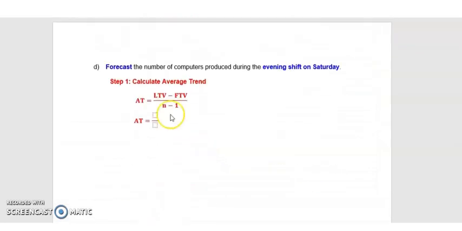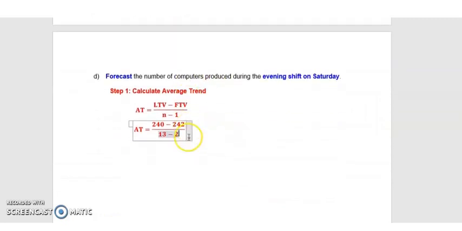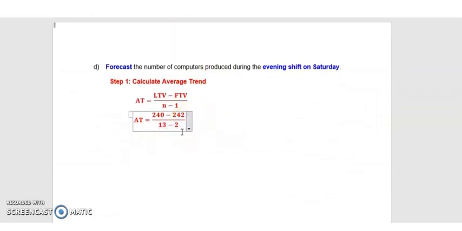Substitute the values. 242 minus 240, where n is 13 minus 1. If you calculate this, we will get 0.1667. That is the first step in forecasting: calculate the average trend.